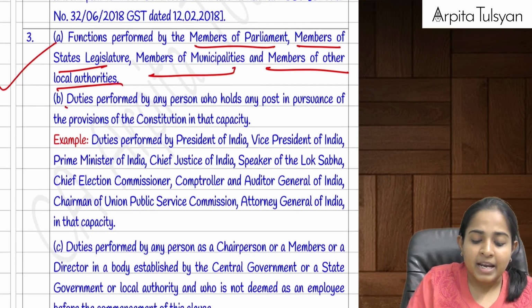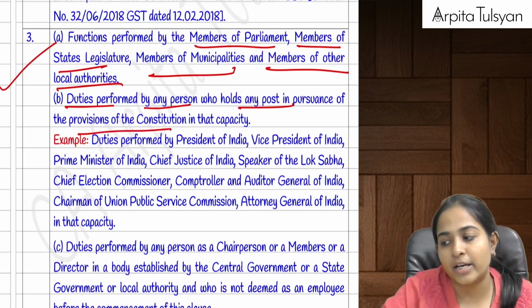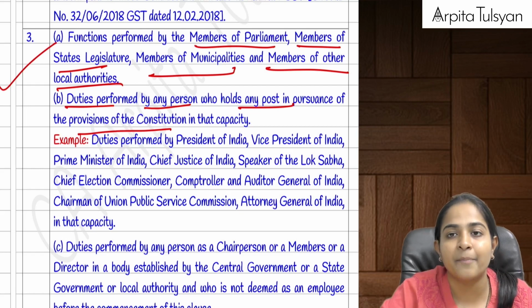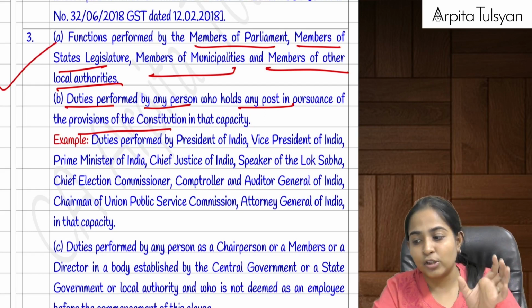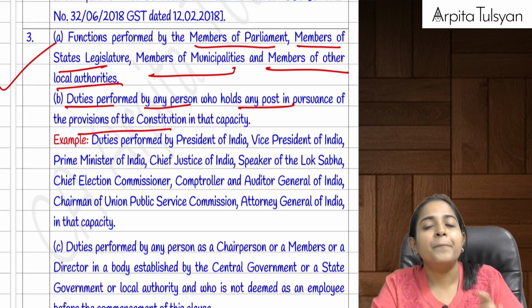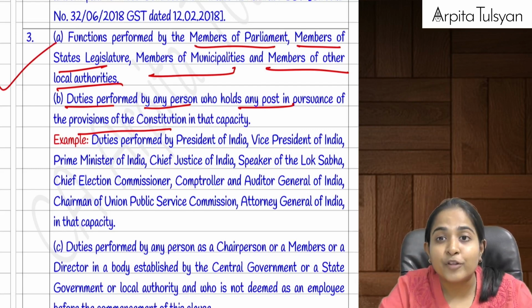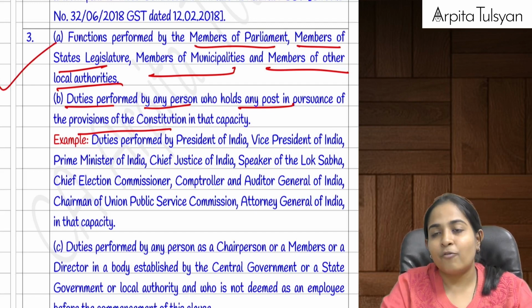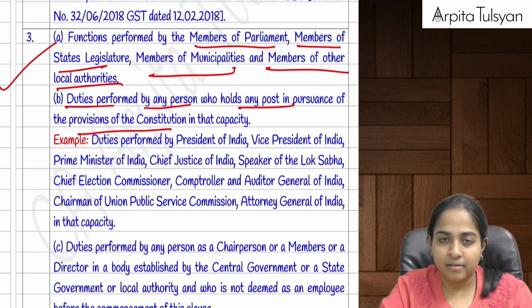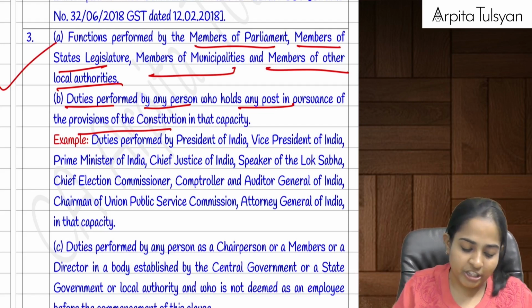And similarly, duties performed by any person who holds any post in pursuance of provisions of the constitution. Example, if the constitution says that India should have a president, a vice president, and so on. So can we say the president of India is also performing some duty for us or for India, vice president, etc. These people, chairman of the UPSC, then your president, vice president, then your prime minister. All these people, whatever duties they are performing, they are getting money for the same, they are getting some consideration for the same, on which there is no GST applicable.